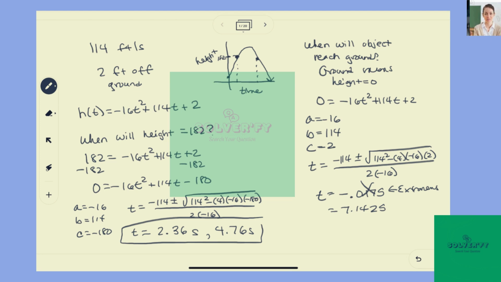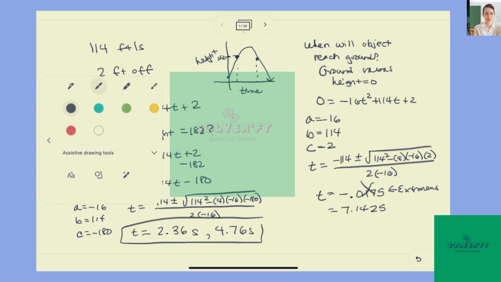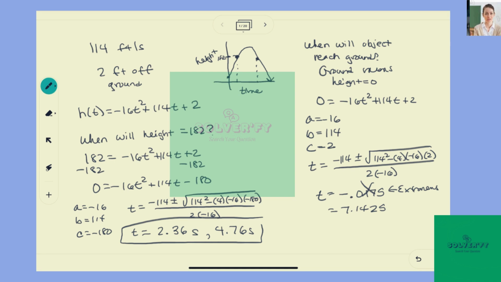So when you're calculating this, what the formula is giving you is this time over here. Had the parabola continued down to the x-axis, it would be on the negative side. So the only time you want is that one. So your time is just 7.1425 seconds.